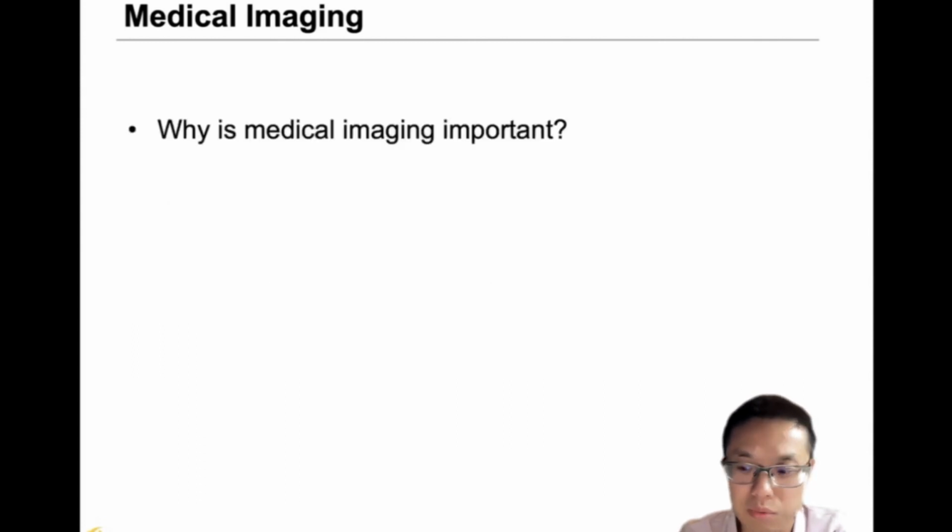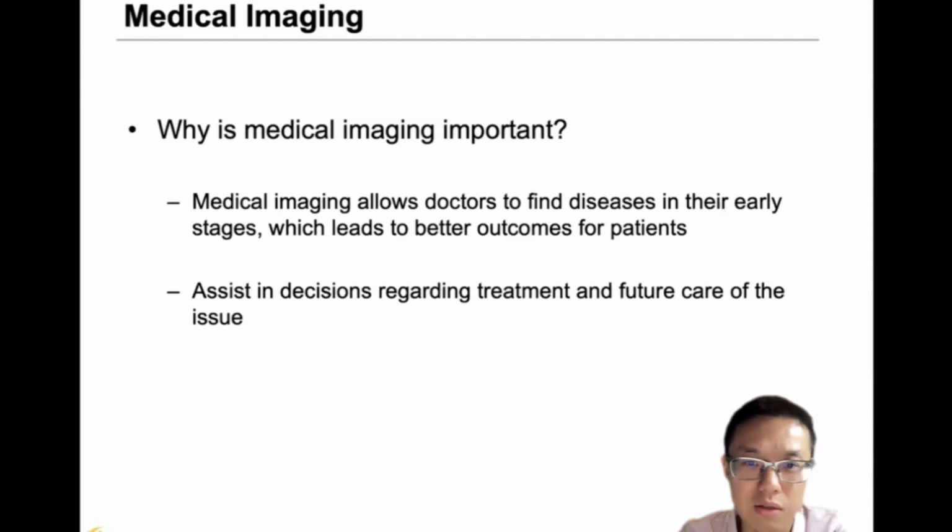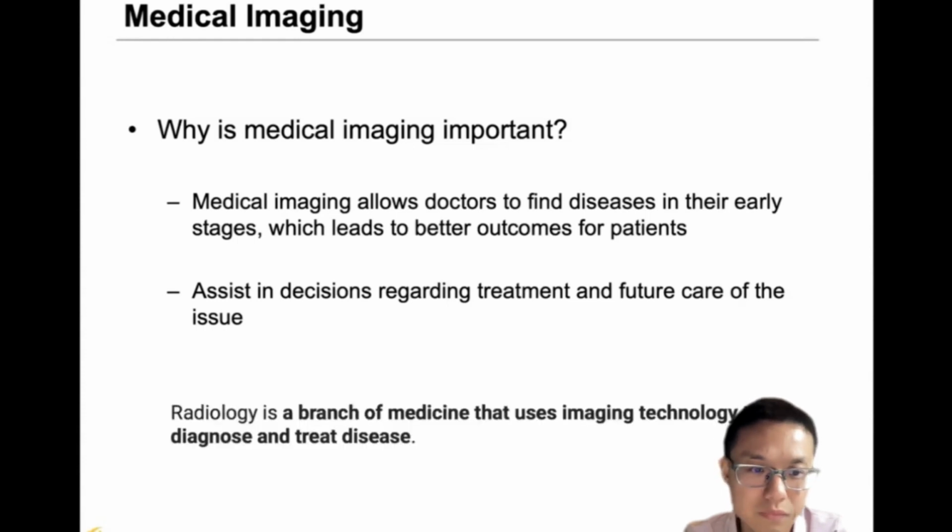And why is medical imaging important? Medical imaging allows doctors to find disease in its early stage, which leads to better outcomes for patients. So we can do the diagnosis. And it can also assist in decisions regarding the treatment and the future care of the issue. Radiology is a branch of medicine that uses imaging technology to diagnose and treat diseases. Some universities have a Department of Radiology, so they can train radiologists in the hospital.